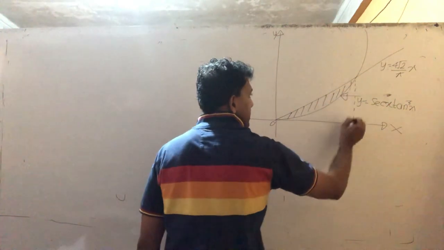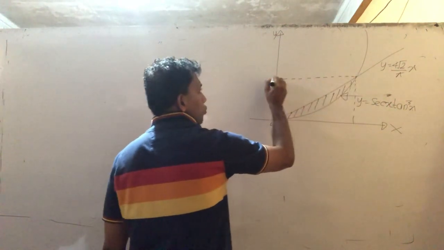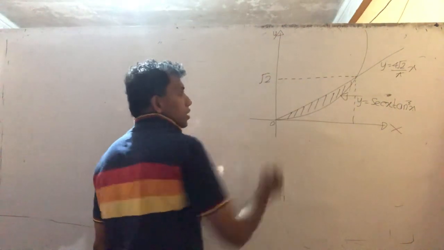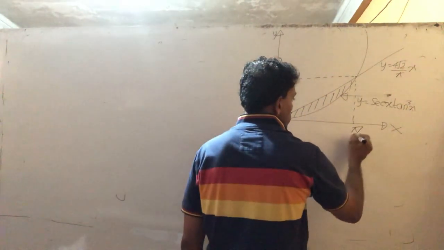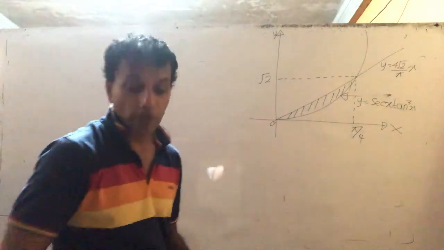Here, what is x? Its y value here is root 2, which becomes here pi by 4, this is pi by 4. So the question, the answer is provided.